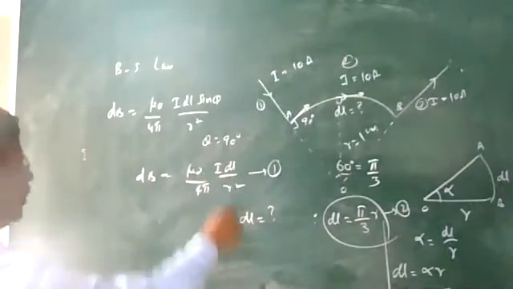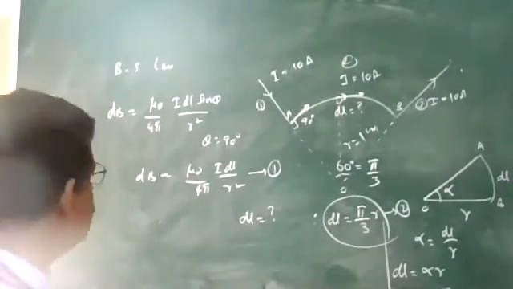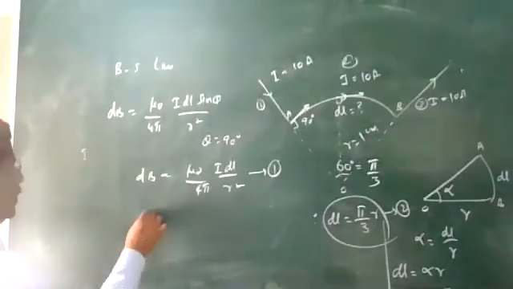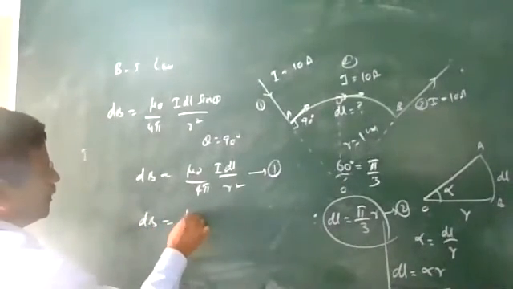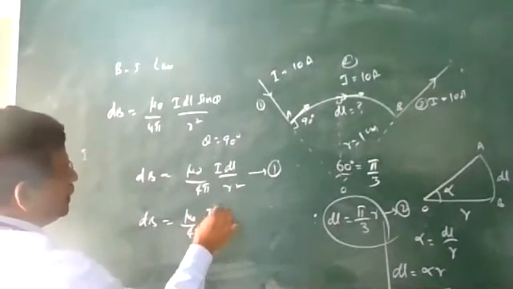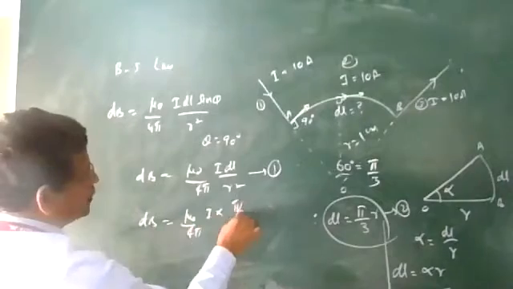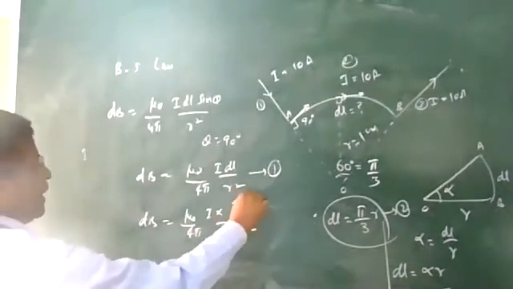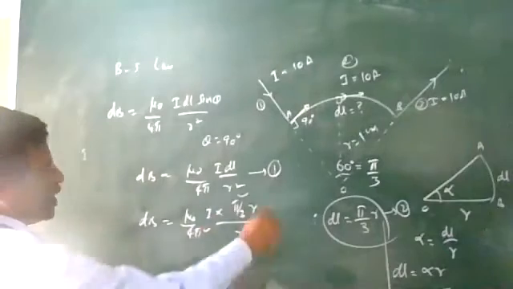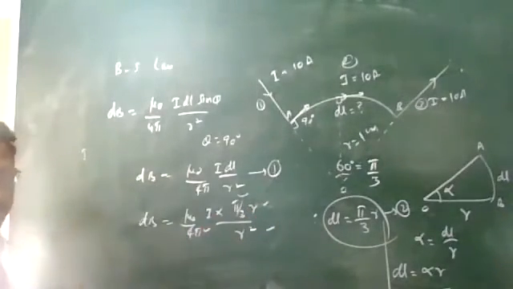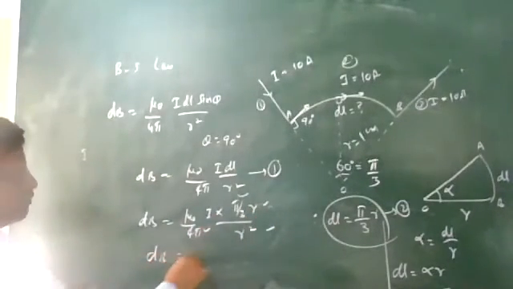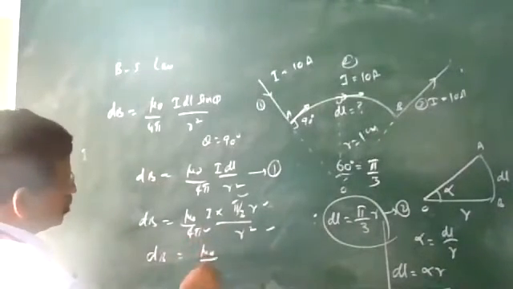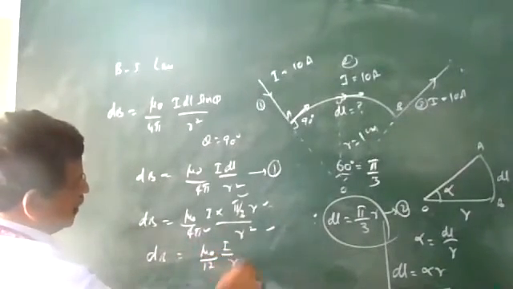So substitute the value of alpha in this equation. Here, length is obtained. So dB is equal to mu naught divided by 4 pi, I dl, the value there pi by 3 r, divided by r square. Pi and pi cancel. One r is also cancelling. So dB the value is equal to mu naught divided by 12 r.